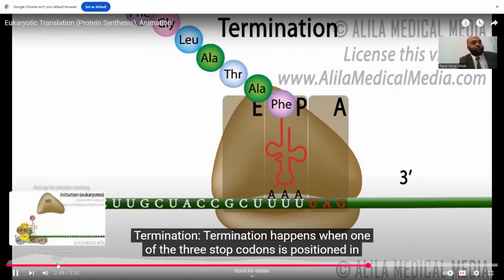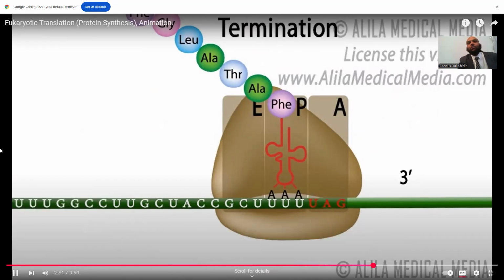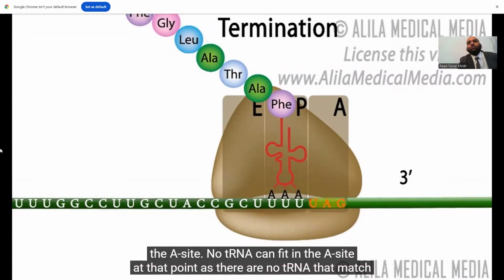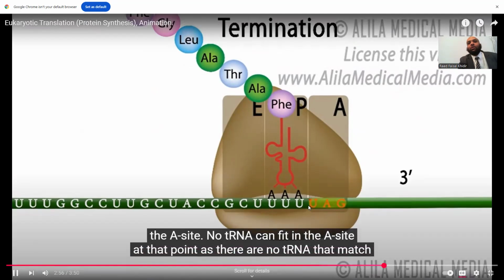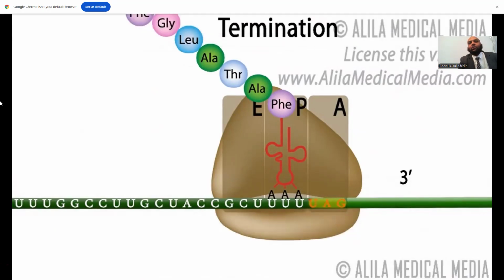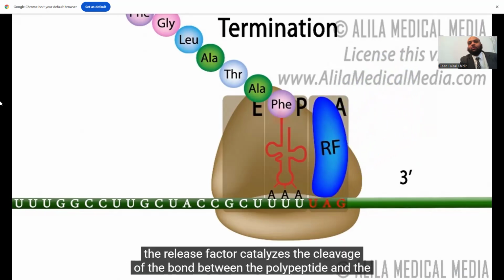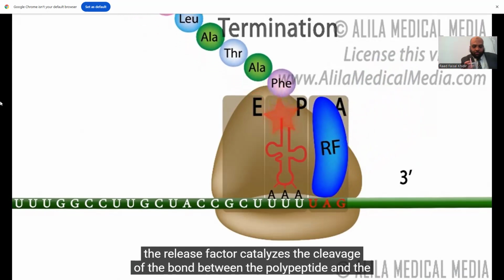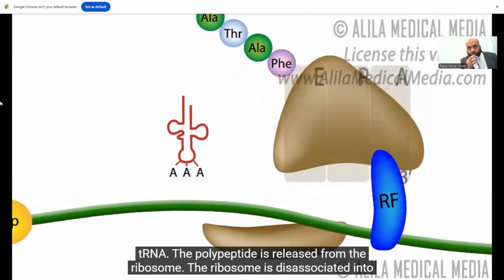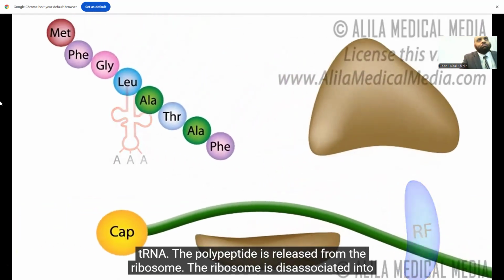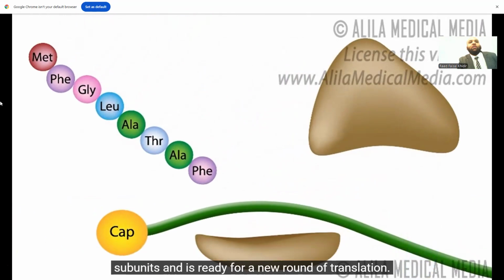Termination happens when one of the 3 stop codons is positioned in the A site. No tRNA can fit in the A site at that point. No tRNA can match that sequence. Instead, these codons are recognized by a protein, a release factor. Binding of the release factor catalyzes the cleavage of the bonds between the polypeptide and tRNA. The polypeptide is released from the ribosome. The ribosome is disassociated into subunits and is ready for a new round of translation.